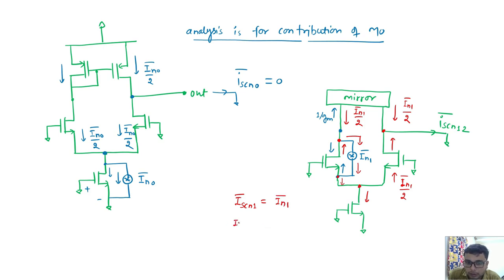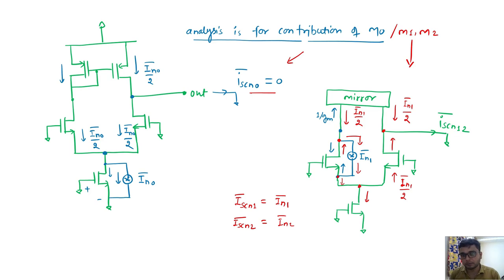Similarly, ISN2 at the output is IN2. You can do the analysis. So for the inputs, this is the contribution of M2, M0. We have seen M0 here, then M1 and M2 contribution this side. Okay, so we have analyzed that in the output current noise, till now we have seen that for M0 there is no contribution, and for M1 and M2 the entire noise current is going to the output. So they are completely contributing to the output noise.